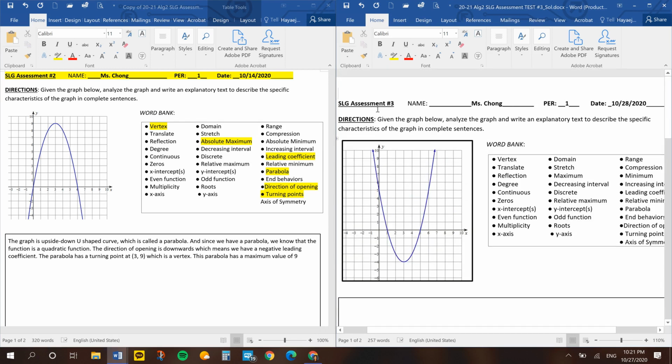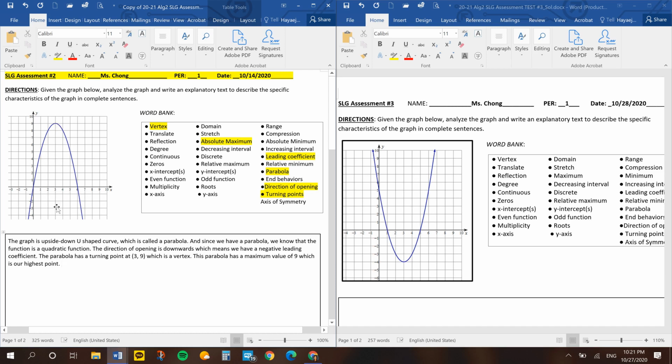Oh, sorry. SLG number 3, you don't have a maximum, but you have a minimum, guys. It's the lowest point. The parabola has a minimum at -4. So the minimum value is -4. So this parabola has a maximum value of 9, which is our highest point. Good? 1, 2, 3, 4, 5, 6. I need 2 more. What can I explain?